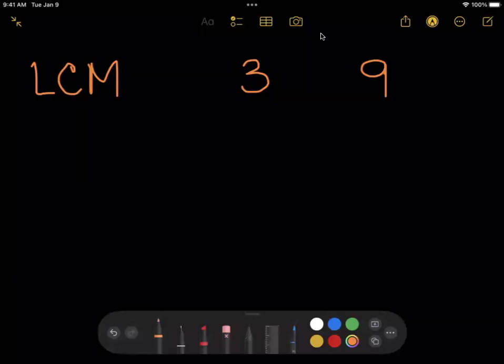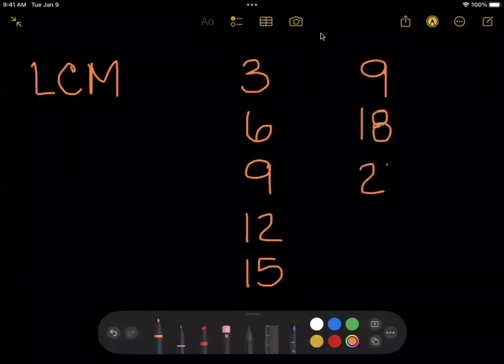So for 3, multiples would be 3, and then 3 times 2, which is 6, and 3 times 3, which is 9, 12, and so on and so on. And these can go on forever. So that's why we want to find the smallest one they have in common. Multiples of 9 would include 18, 27, then 36, and then 45, and on again forever and ever.